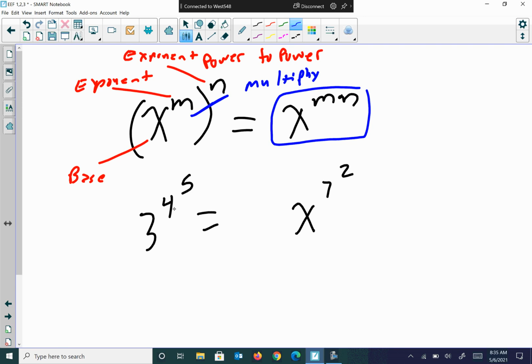So power to a power. 3 to the 4th to the 5th. What should I do to the power to a power? Multiply. So that's 3 to the 20th power. Same thing with this. What do I do here? Multiply. Okay. x to the 14th.